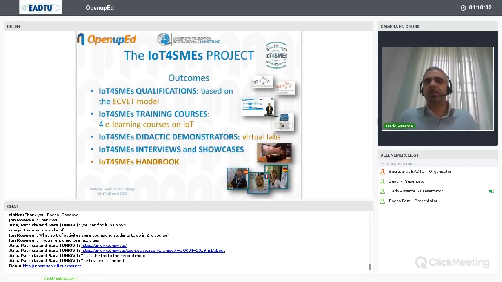There is a huge list of outcomes; I have summarized the most relevant. We are in the last year of the project, so we're going to conclude it. We have 4 professional qualifications designed according to the ECRET model, the European competence framework that should allow the transnational recognition of competencies. We have 4 training courses fully developed and deployed, available at distance.